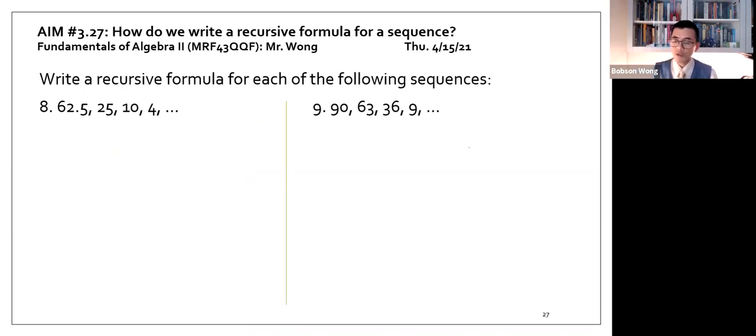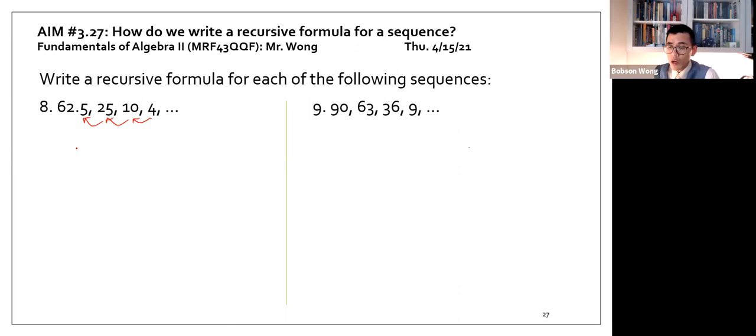Now let's write a recursive formula for these sequences. These sequences are quite tricky because it's not immediately clear what's happening. The numbers are decreasing. Is it arithmetic? Is it geometric? It doesn't look arithmetic because 25 minus 10 is 15 and 10 minus 4 is 6. Actually we should be subtracting backwards, because to get the common difference, that's what you're doing. So it's not the same, adding or subtracting by the same number.